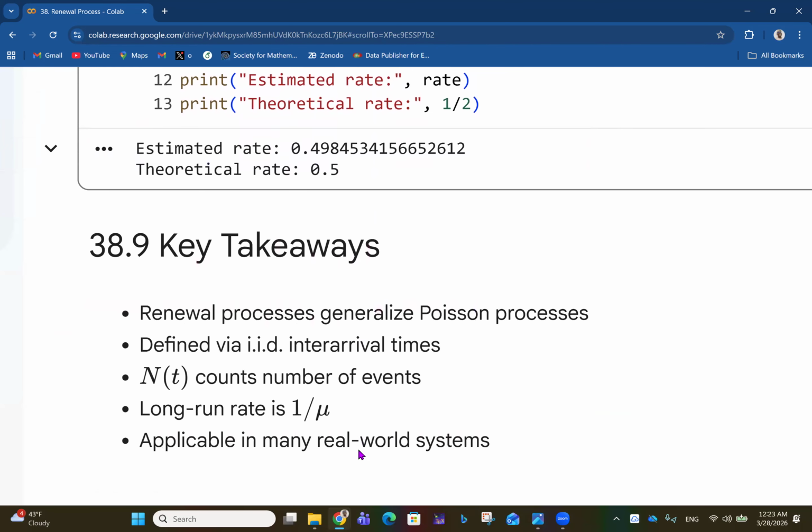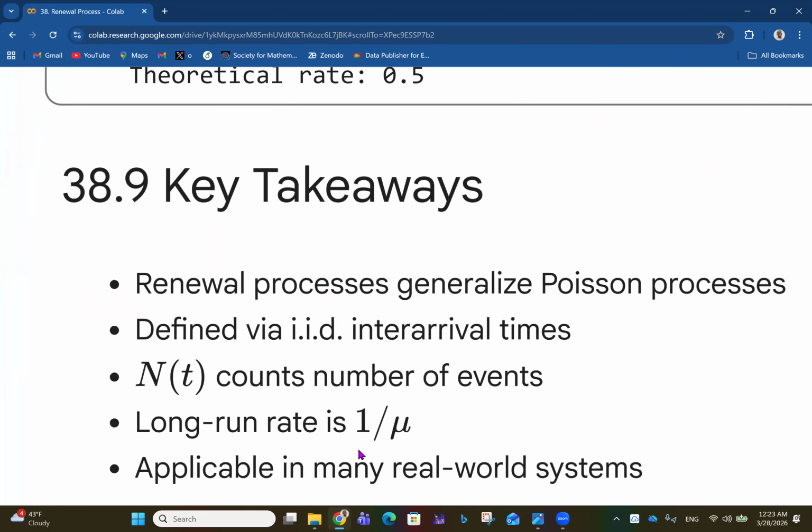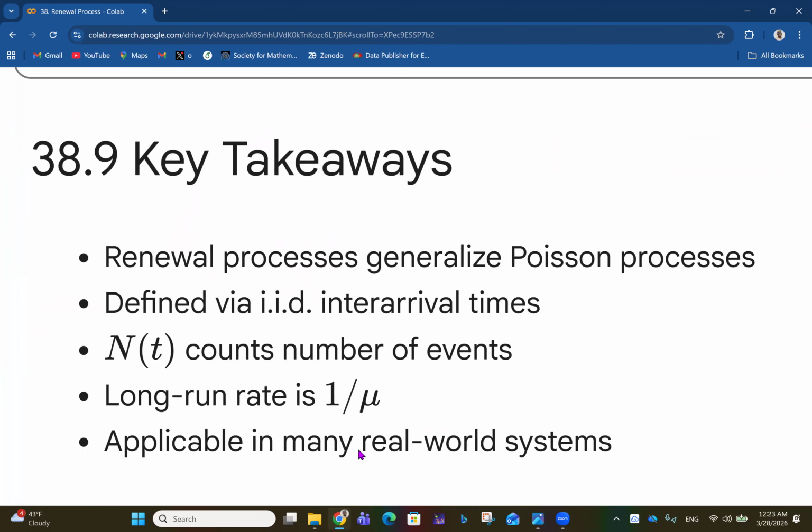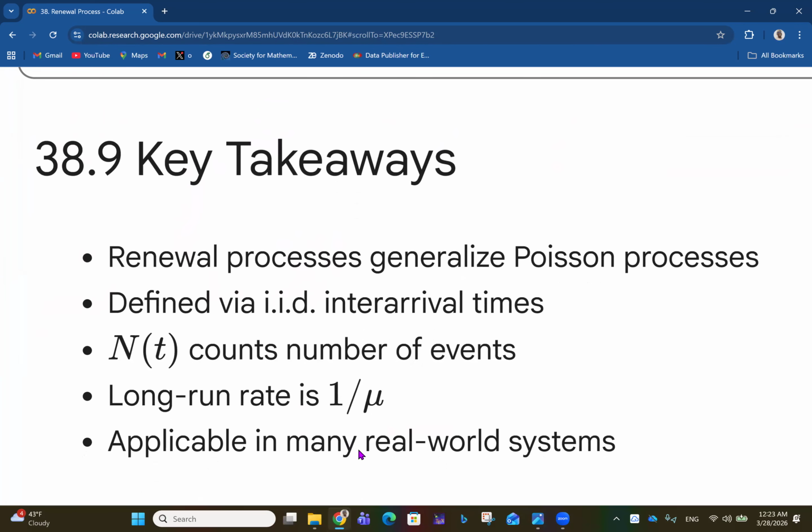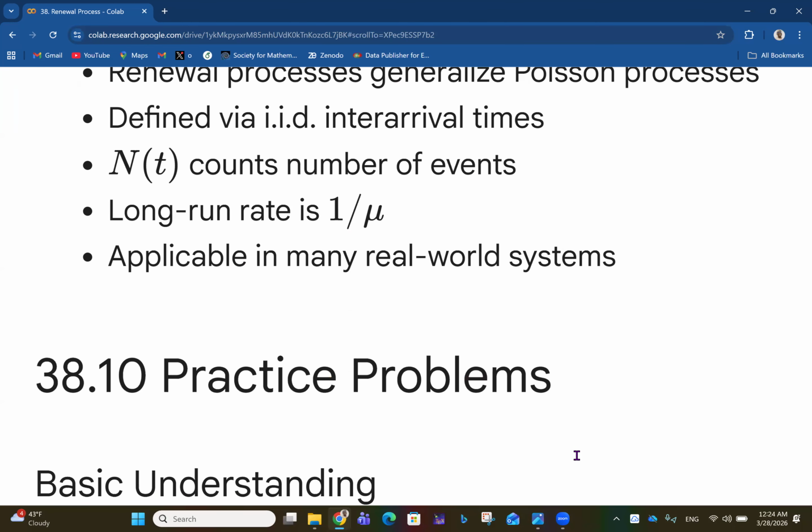So the key takeaways from the introduction to renewal processes are as follows. Renewal processes generalize Poisson processes. They are defined via independent and identically distributed interarrival times, and N(t) counts the number of events, be it arrivals, number of calls, or number of replacements. Then the long run rate, as we said, is 1 over mu, 1 over the expected value. It is applicable in many reward systems, like reliability engineering, queuing systems, and all of that.